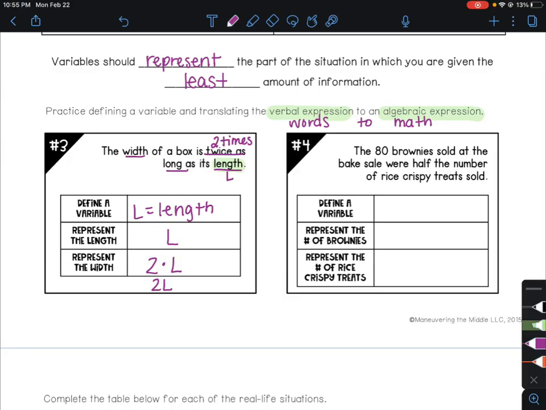Number 4, the 80 brownies sold at the bake sale were half the number of Rice Krispie treats sold. So we've got brownies and we've got Rice Krispie treats.